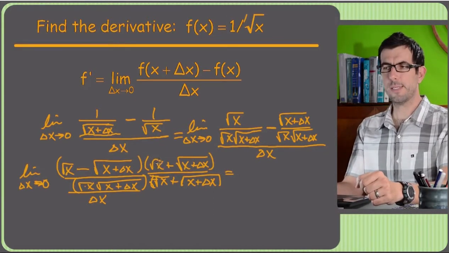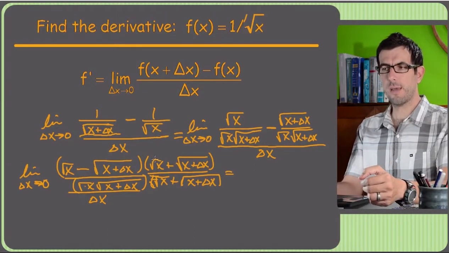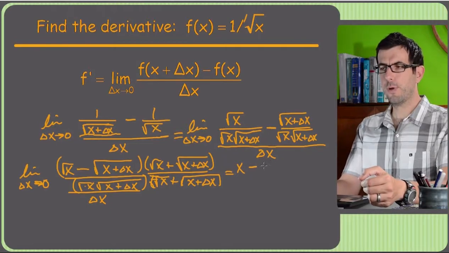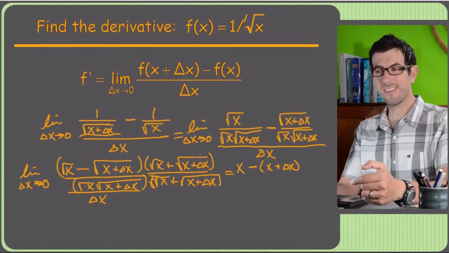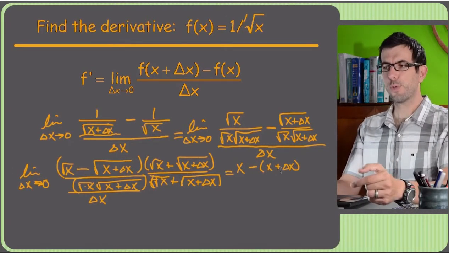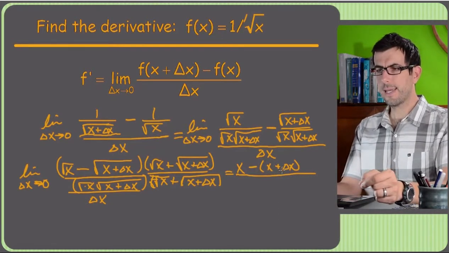So what happens is when you multiply by the conjugate and FOIL this out, there won't be any middle term. So we'll just have root x times root x is x. Then we have a minus, and then x plus delta x. When you multiply root x plus delta x times root x plus delta x, you just get x plus delta x. It's really important that it's in parentheses because that means the x's are going to cancel.